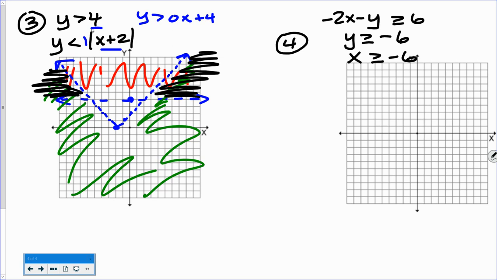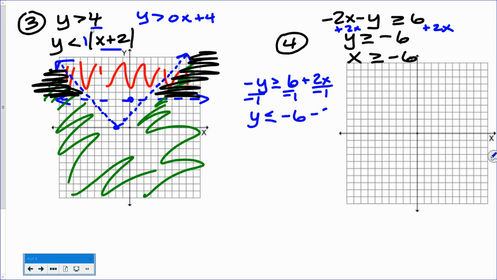All right, with our first inequality, we'll want to get y by itself, so we get that in slope-intercept form. So I'll go ahead and add 2x to both sides. So I would have a negative y is greater than or equal to 6 plus 2x. I'll need to divide everything by negative 1 so that y is completely by itself. My sign would switch. I'd get a negative 6 and now a negative 2x.